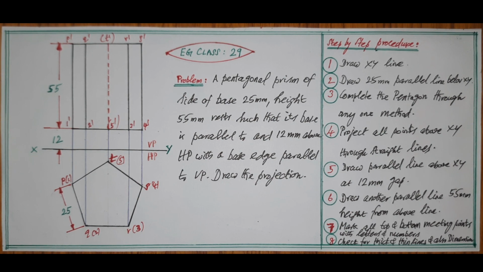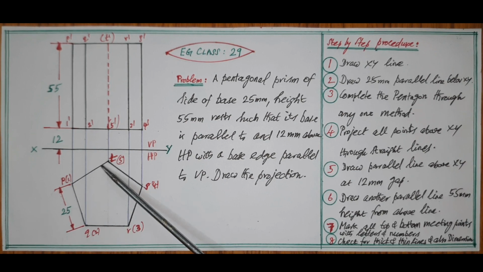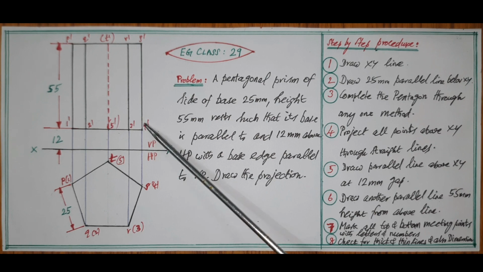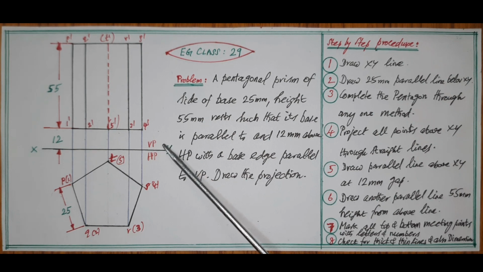Now, mark all the 5 corners as P, Q, R, S, T letters as shown. Also mark 1, 2, 3, 4, 5, the corresponding numbers, within brackets at the same point, which are invisible coinciding corners when viewing as top view. Next, project all the points to elevation as shown here, that is in VP, to the required height based on the problem. Here 12 plus 55.